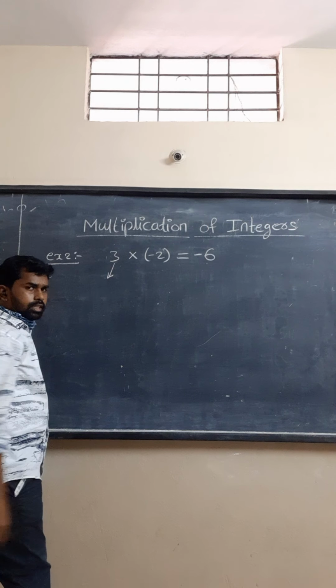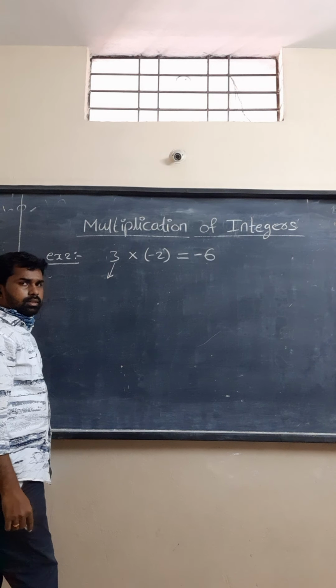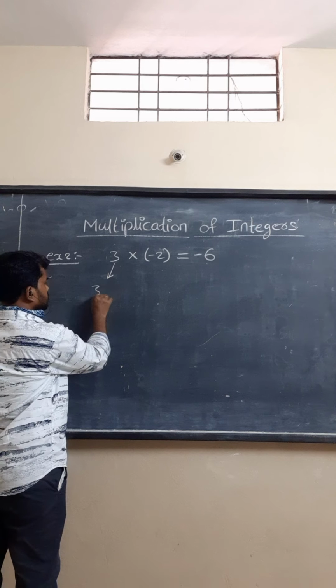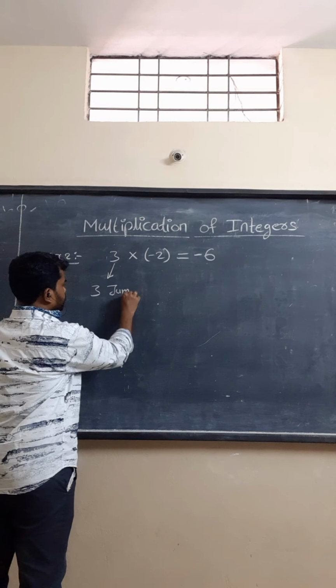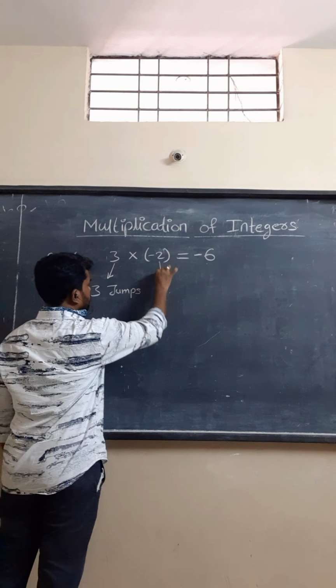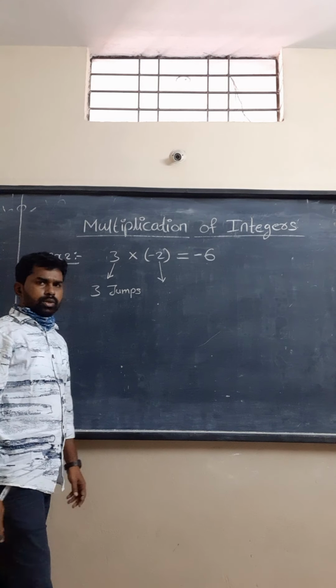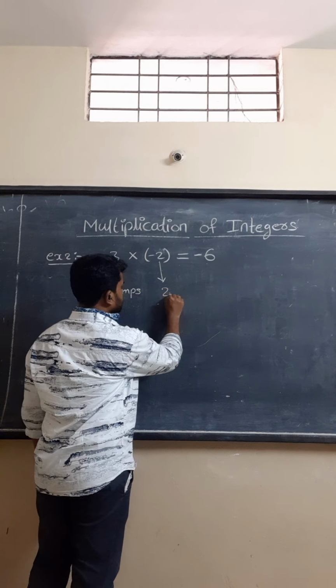Now this first number represents what? It represents the number of jumps: 3 jumps. And this one represents 2 steps each.